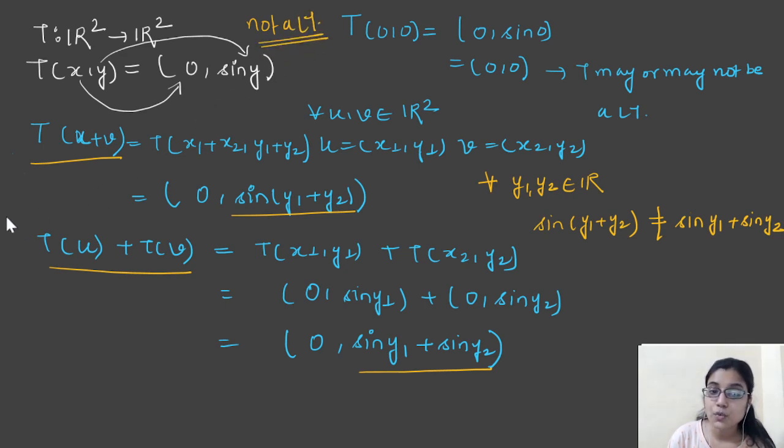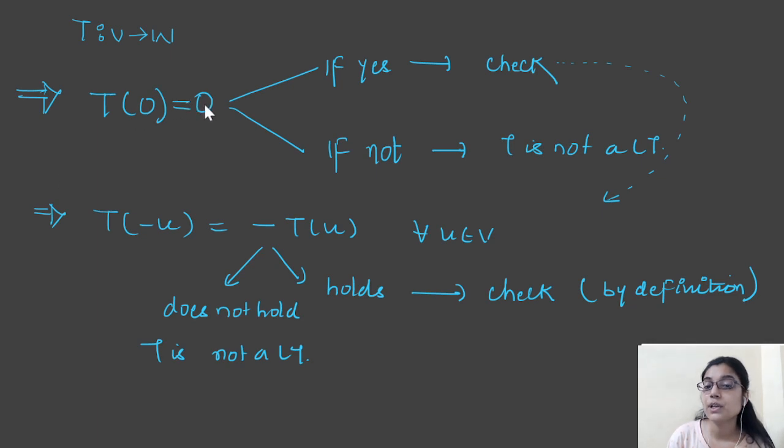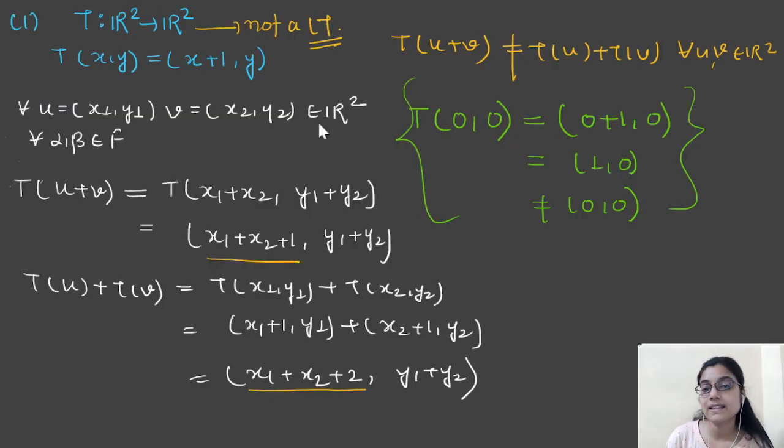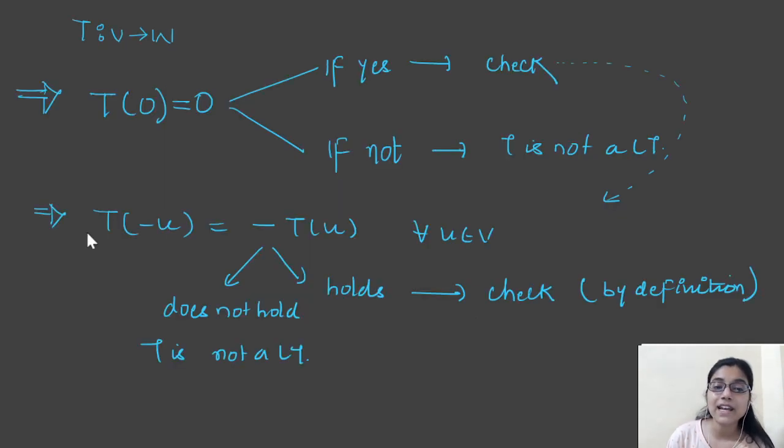So I just wanted to explain this point, that if T of 0 is equal to 0 holds, you will not say anything. Even if this holds, the given mapping may or may not be a linear transformation. But if it does not hold, you can very clearly say, like in this example, that T is not a linear transformation. Okay.